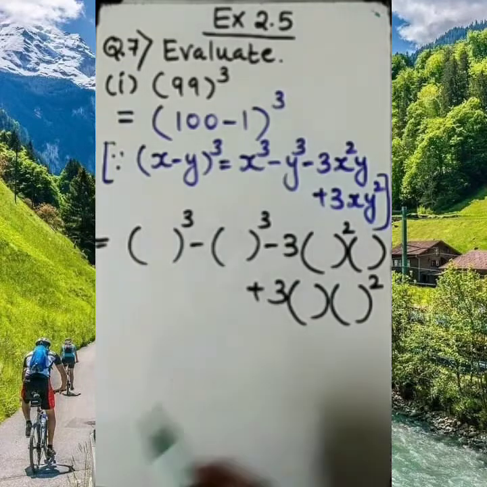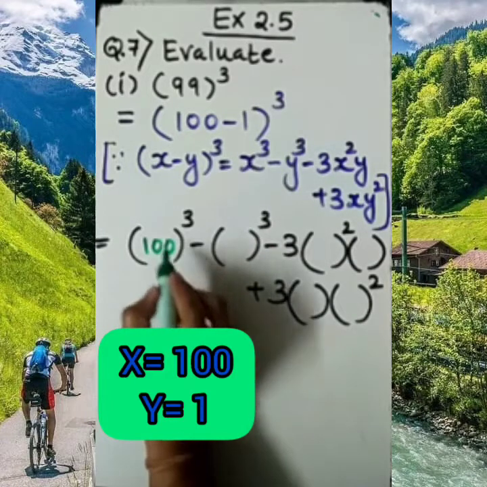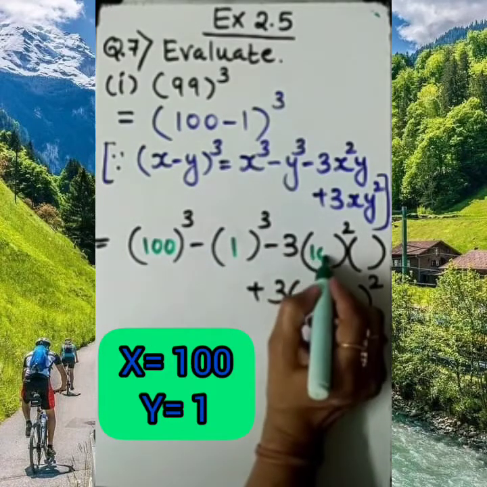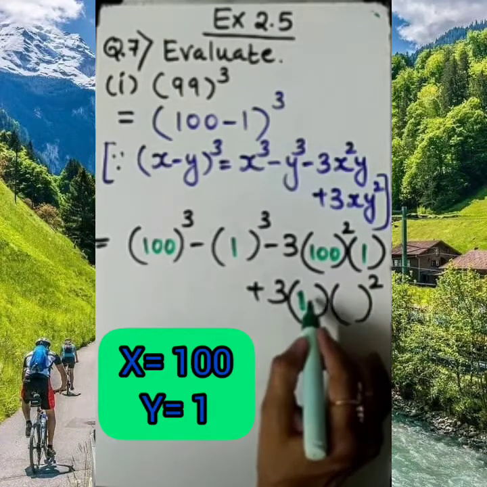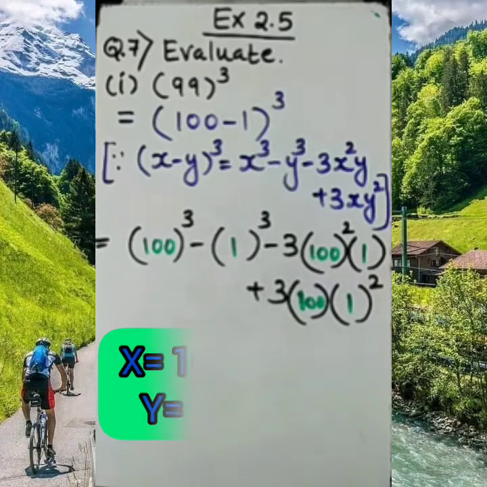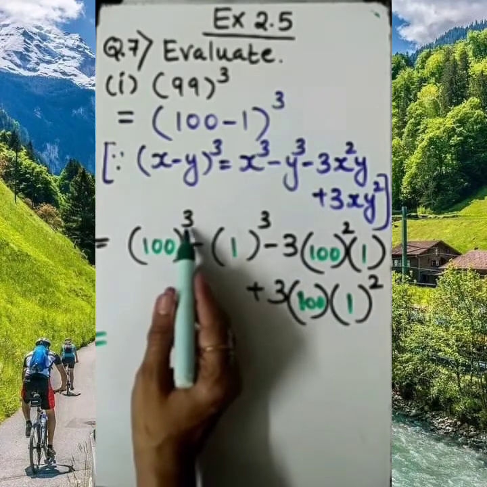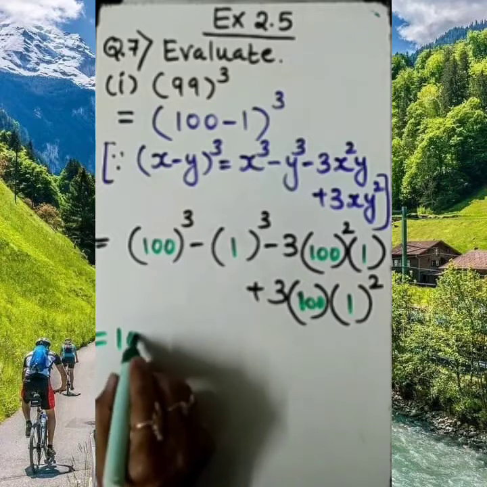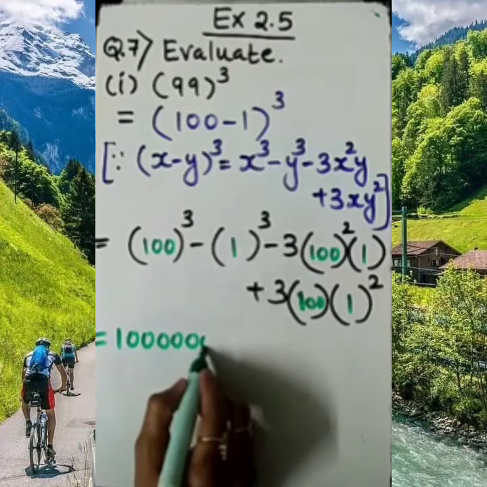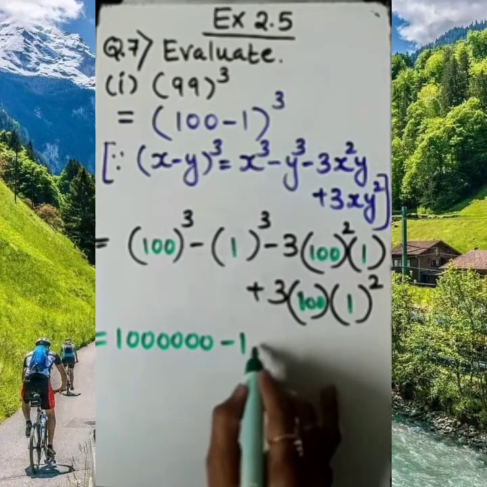And let's compare what is x. x equal to 100. What is y? 1. Here it is 100 and y is 1. Clear? Now let's simplify. That's 100 cube. 100 cube indicates 100 into 100 into 100. It means that 1 will have 6 zeros. Quite a big number, right? Minus 1 cube is 1.